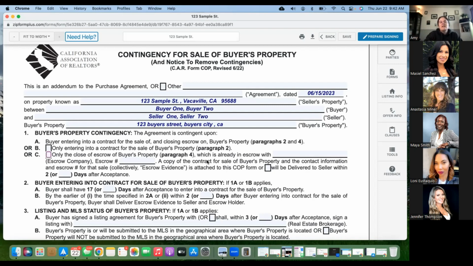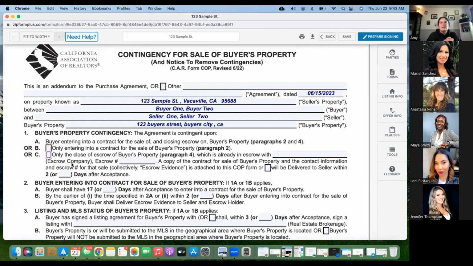If we check C, then it says which is already in escrow with blank escrow company, escrow number, a copy of the contract for sale of buyer's property, and the contact information and escrow number for that sale. Collectively, escrow evidence is attached to the COP form or will be delivered to seller within 2 days after acceptance. So the default is, hey, we're including this form. Our property is already in contract. Here's the evidence of escrow. And evidence of escrow is a copy of the purchase agreement for the buyer's property, the contact information and escrow number for that sale.